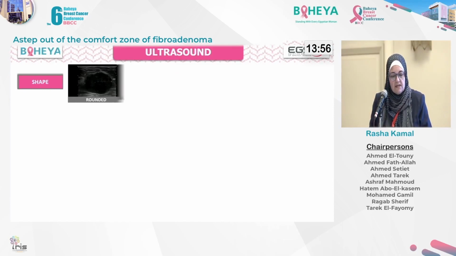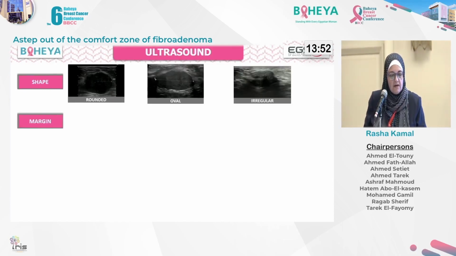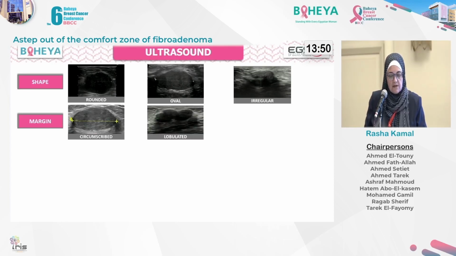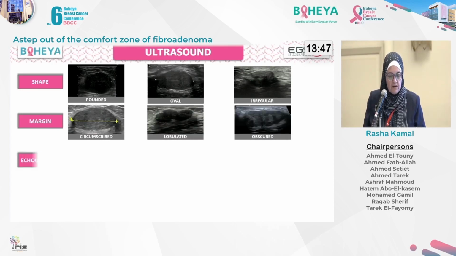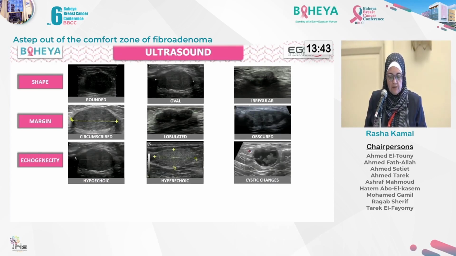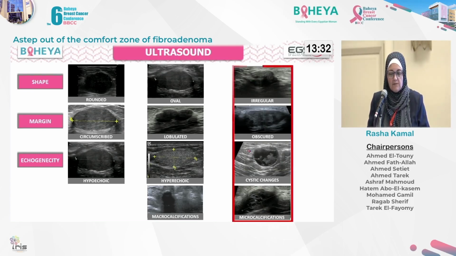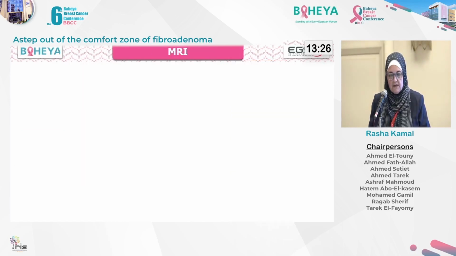On an ultrasound examination, a fibroadenoma is either rounded, oval, or irregular. The margins are either circumscribed, lobulated, or partially obscure. The echogenicity is either hypoechoic, hyperechoic, or shows cystic changes, and both the macro and the microcalcifications can be identified in fibroadenomas. And our second alarm sign is when we see a fibroadenoma which appears irregular with obscured margins, cystic changes, or microcalcifications.